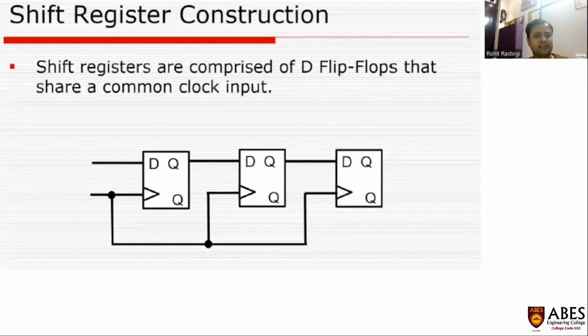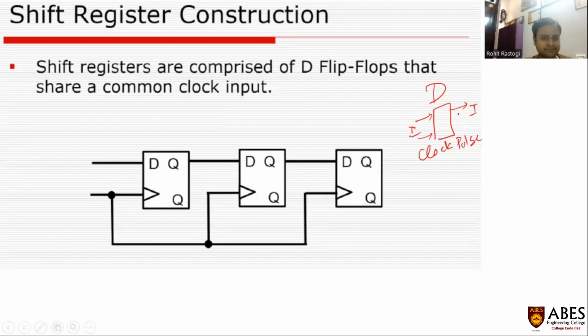Shift registers are comprised of D flip-flops because a D flip-flop has the property that whatever input is given, the same output is obtained after applying the clock pulse. So if input I is given, then the same input I will be obtained as the output.